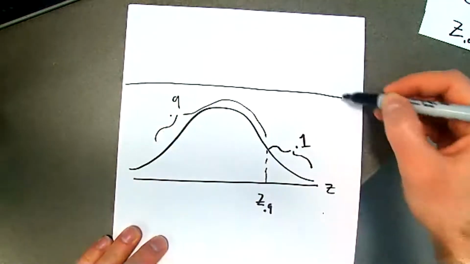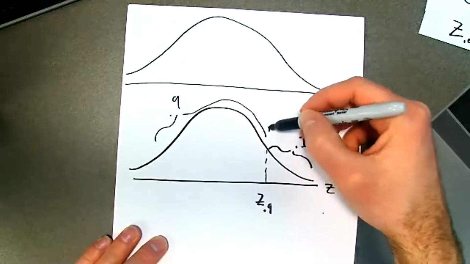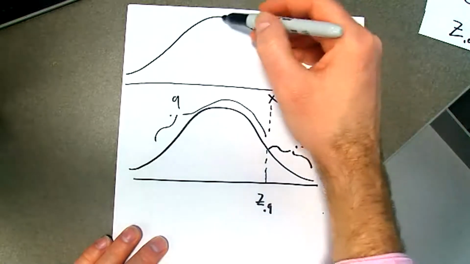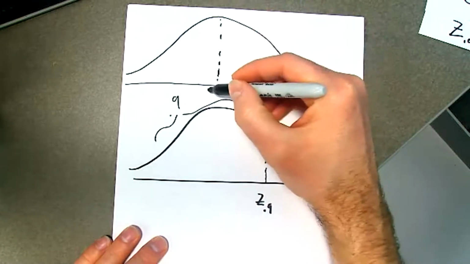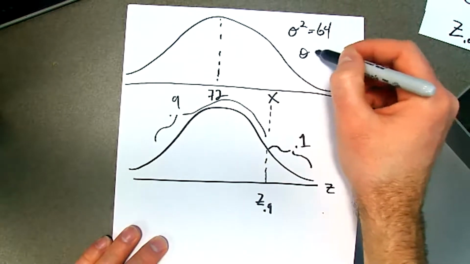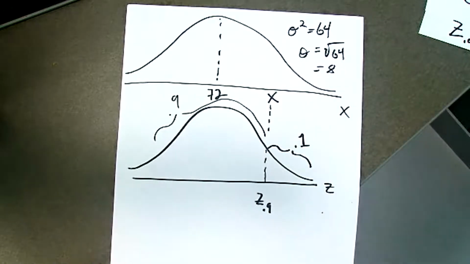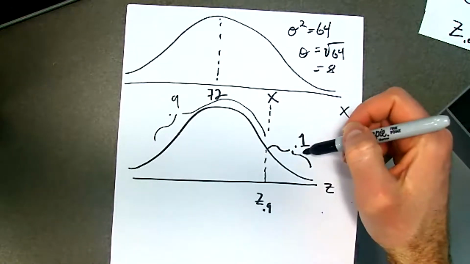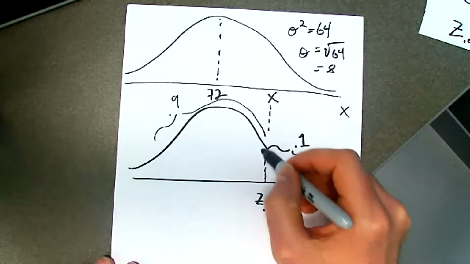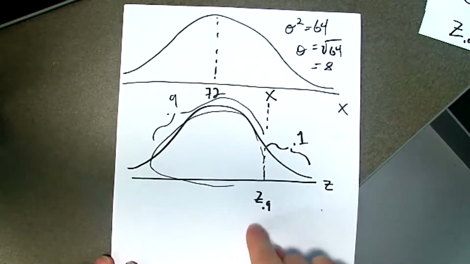Now, what we know is that a z-score can be mapped to a certain x value. We know the mean up here, I think, was 72, and the variance was 64, which would give us a standard deviation of 8. So I can go to the table and use it in reverse. I can look up the area to the left, which is 0.9, and find the z-score.